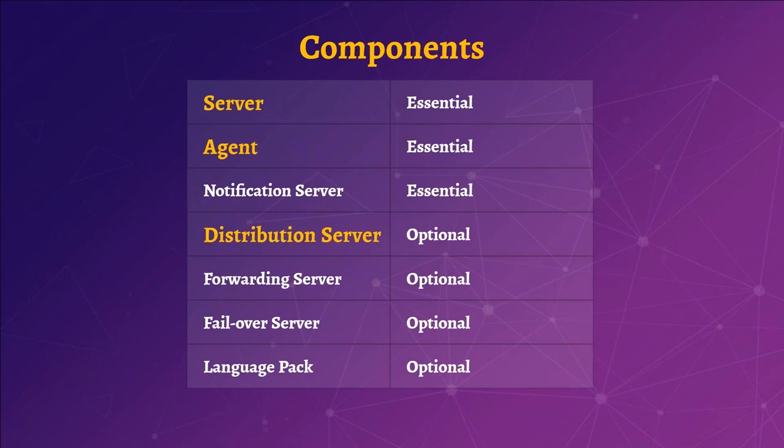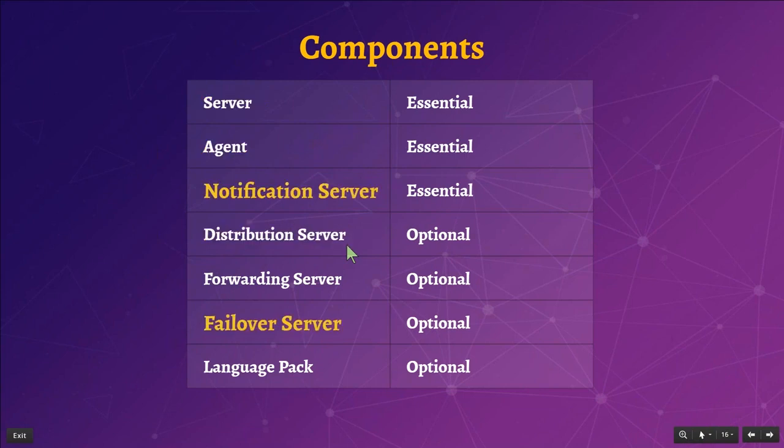And so here are the components involved in Desktop Central. We have seen the server, agent, and the distribution server. Another important component is the notification server, which plays an important role in any on-demand tasks and in tools like remote control.